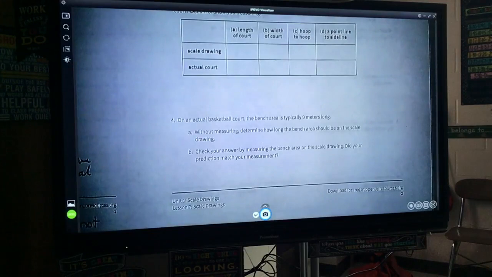I lost it. Oh no, you're right. No, I lost. No, what I'm saying is I lost my. Oh yeah, because if you get, okay, the hoop to hoop, what would be the measurement? Okay, so.